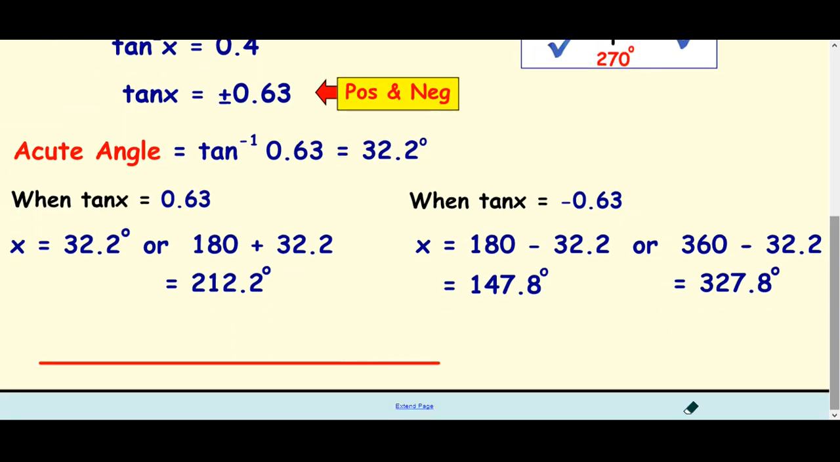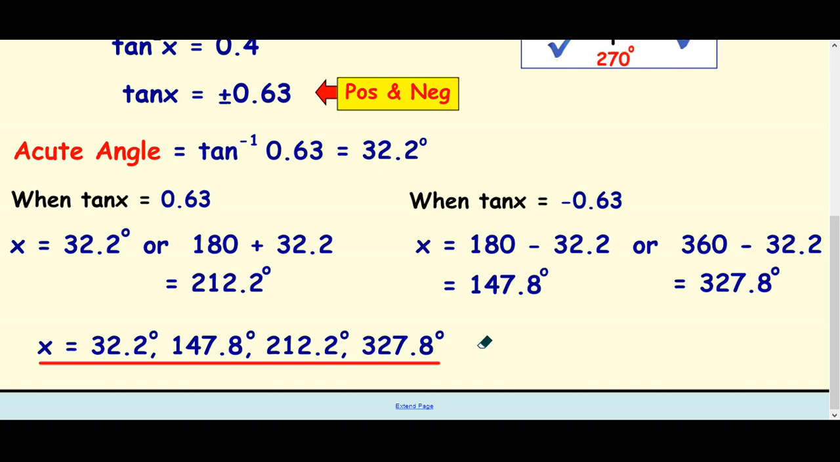Now to finish it off, just write them, I tend to write them in order as well, so 32.2 comes first, then it's the 147.8, then 212.2, and then 327.8. This is good practice, this stuff, and it leads into higher maths as well.